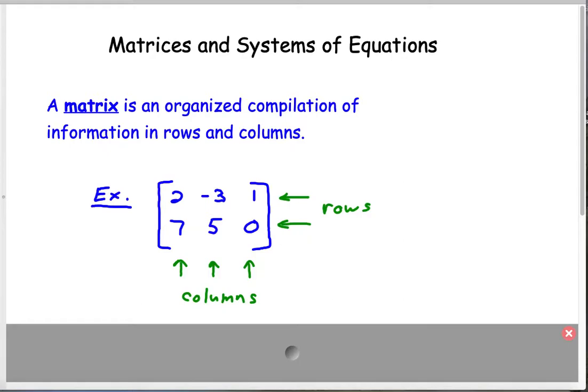Now sometimes you'll see a matrix written with these brackets, and sometimes, I'll do it in a different color, instead of the brackets you might just see curved bars like that. It depends on the textbook that you're looking at, but they both represent the same thing.